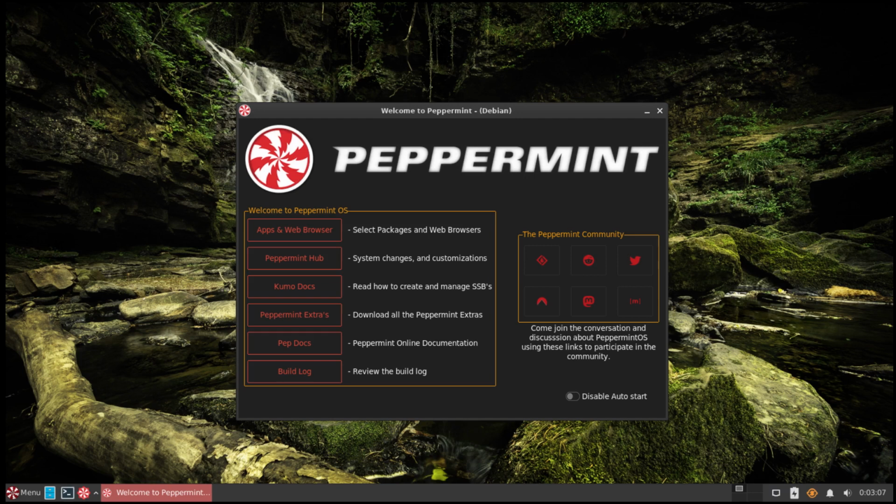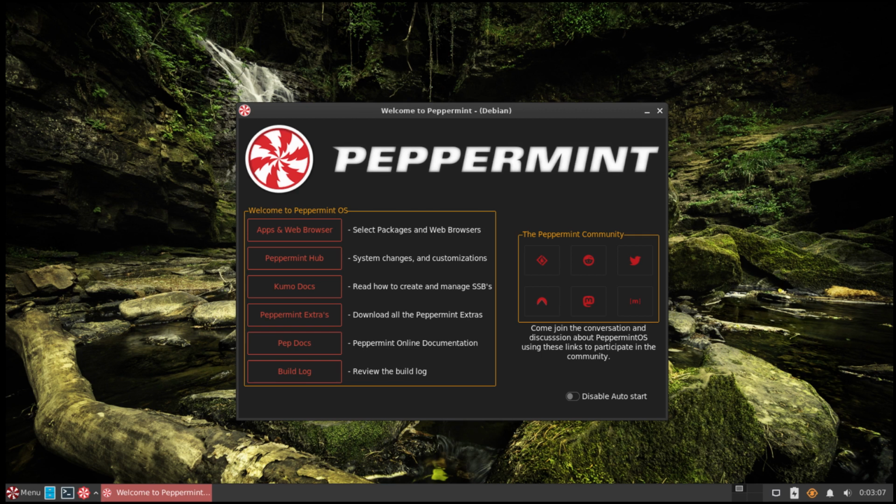Peppermint OS and Linux Mint are both popular Linux distributions that are based on Ubuntu. However, there are some key differences between the two distributions. Peppermint OS is a lightweight distribution that is designed to be fast and efficient. It uses the XFCE desktop environment, which is known for its simplicity and low resource usage.